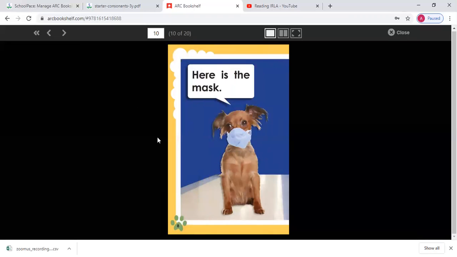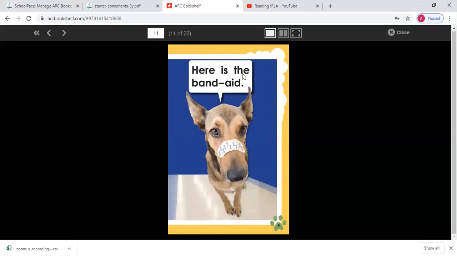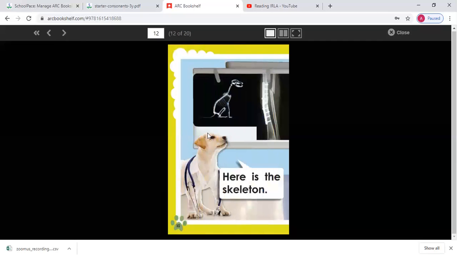All right. Can you try this one on your own for me? Good. Here is the, all right, new word. It starts with the letter M. M says m. Here is the mask. And here the dog is wearing a mask. So I can check that and match that to my picture. Here is the, all right, new word starts with the letter B. B says b. Band-Aid. Repeat the sentence with me. Here is the Band-Aid. Great job.